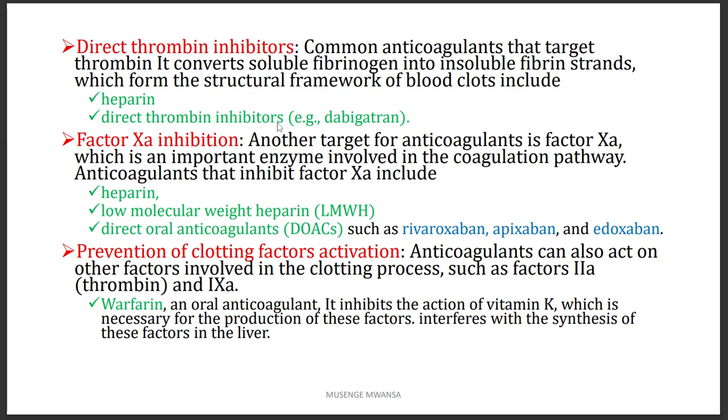9A activates 8 to 8A. And then 8A activates 10 to 10A. The 10A now activates prothrombin to thrombin. Thrombin activates fibrinogen to fibrin. And then the fibrin forms a mesh. So that is the intrinsic pathway.